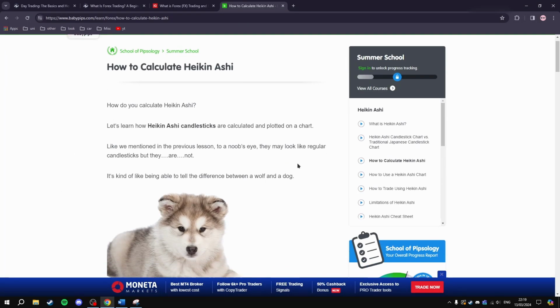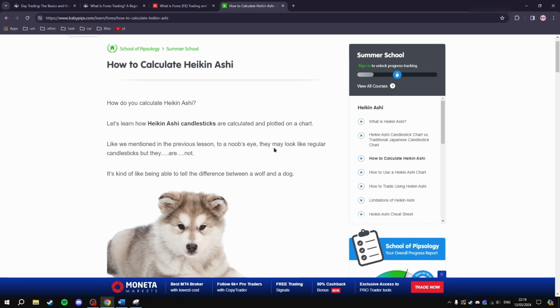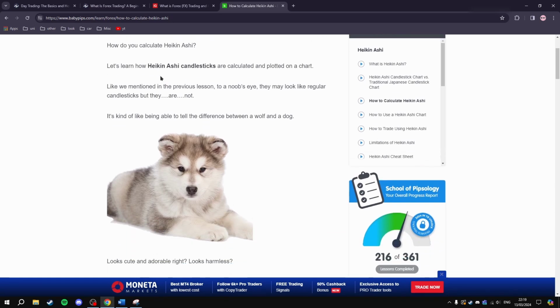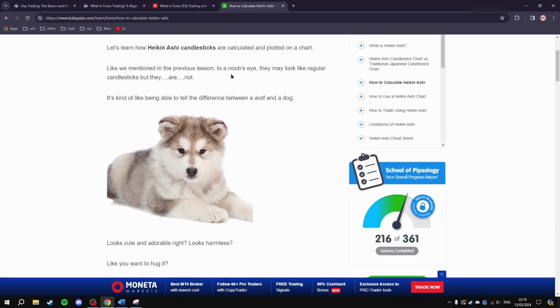How do you calculate Heikin Ashi? Let's learn how Heikin Ashi candlesticks are calculated and plotted on a chart. Like we mentioned in the previous lesson, to a noob's eye they may look like regular candlesticks, but they are not. It's kind of like being able to tell the difference between a wolf and a dog.